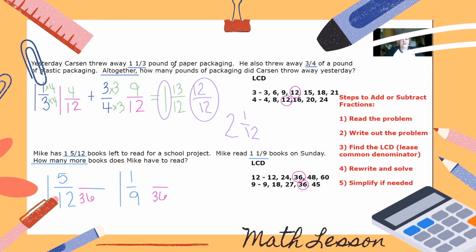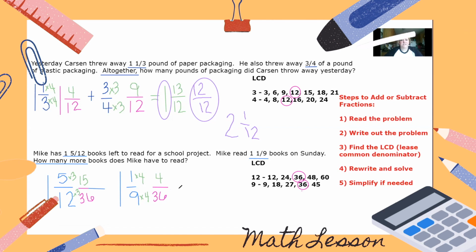So 12 times what equals 36? We go right back over here. 1, 2, 3. 12 times 3. Whatever we do to the bottom, we must do to the top. So 5 times 3 is 15. 9 times what is 36? 1, 2, 3, 4. 9 times 4. What I do to the bottom, I have to do to the top. 1 times 4 is 4.